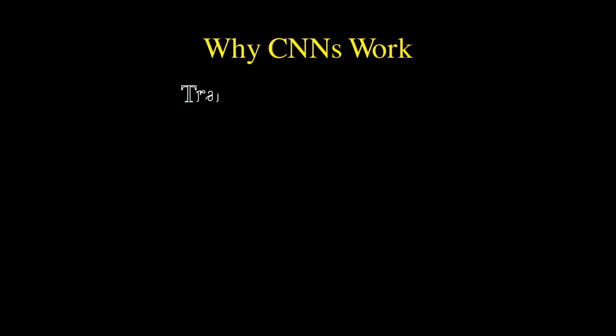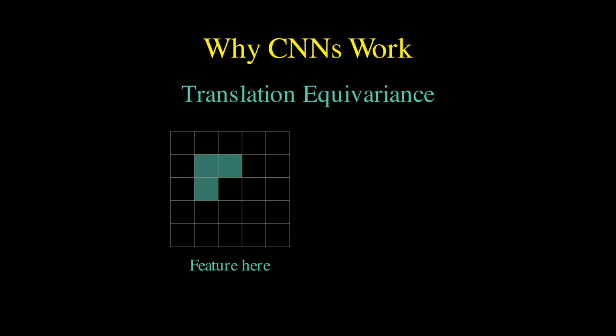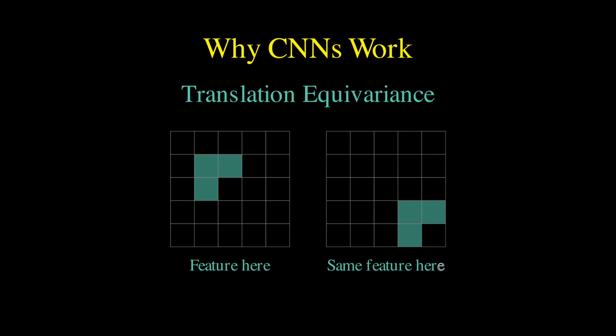Second is translation equivariance. If you shift a feature in the input, say you move an edge 2 pixels to the right, the output shifts by the same amount. The convolution operation naturally preserves spatial relationships. It doesn't matter where a feature appears, the response will follow it.